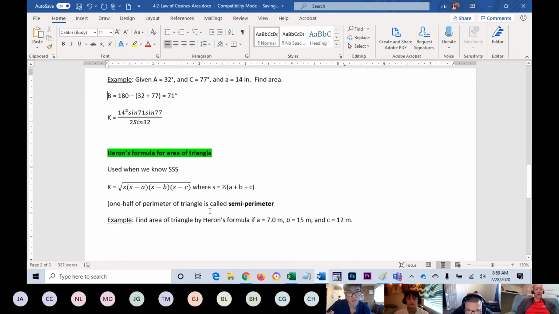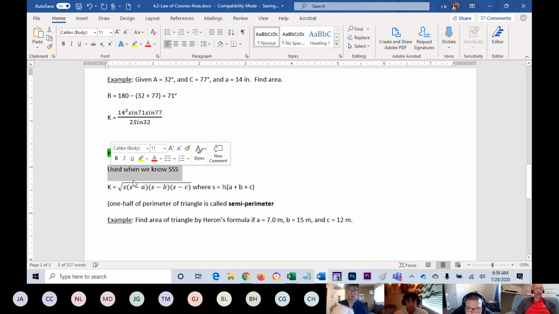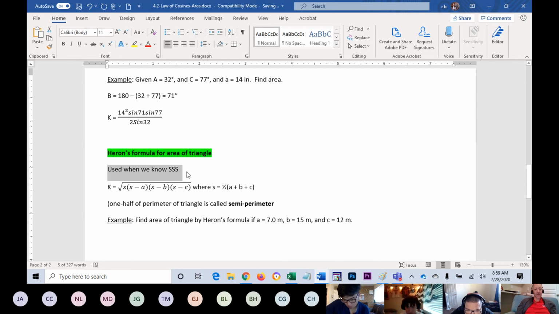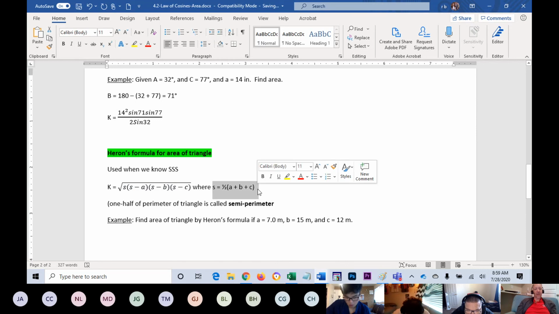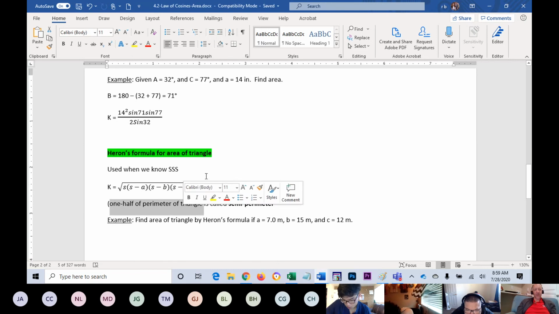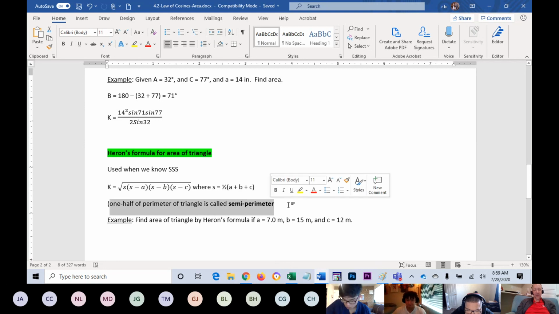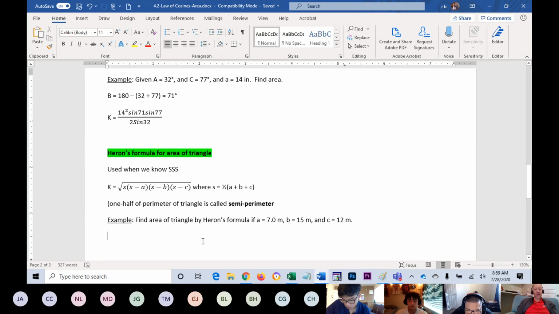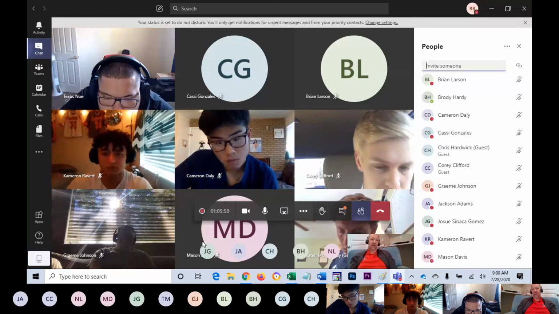Okay, so now we're going to introduce you to Heron's formula. This is how you can find the area when you know all three sides. Now, the area equals the square root of S times S minus A, S minus B, and S minus C, where S equals 1/2 of the sum of your three sides. So you can think of this as 1/2 of your perimeter. And 1/2 of your perimeter in a triangle is called the semi-perimeter.